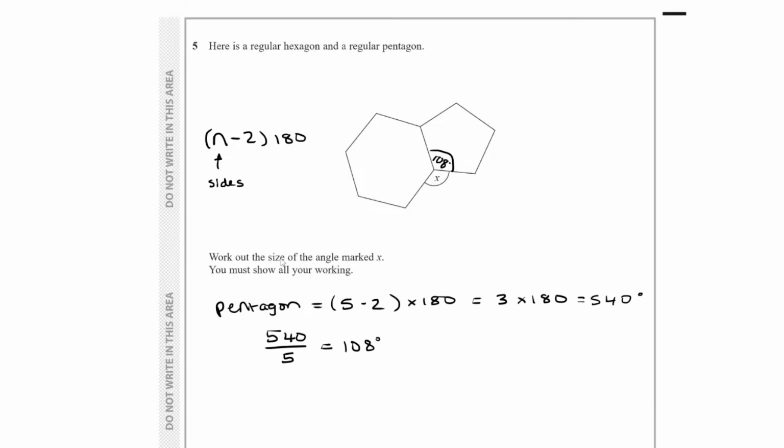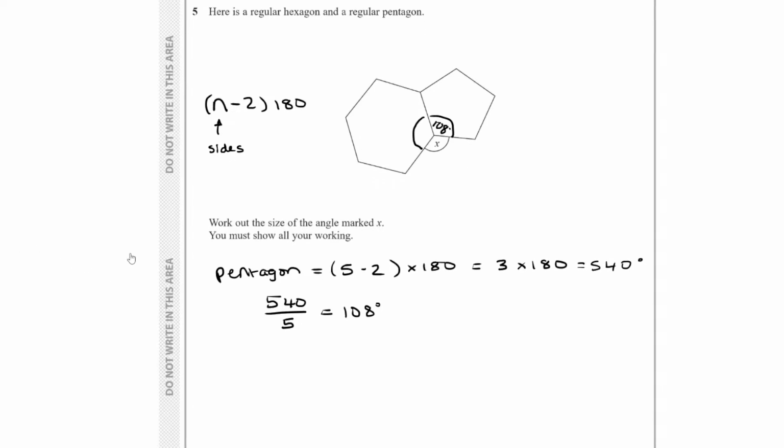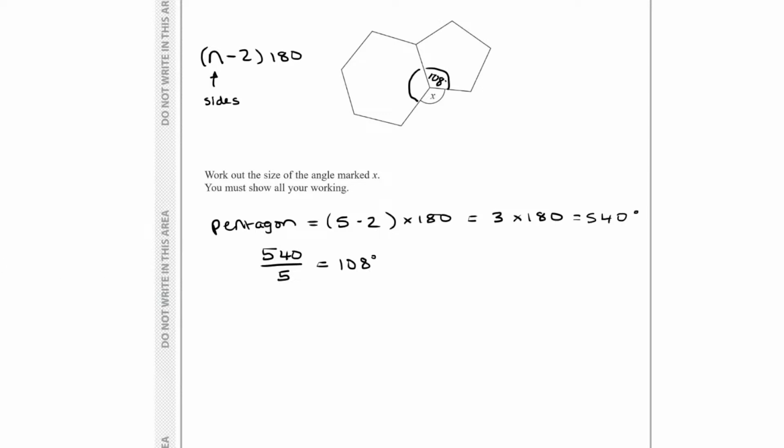Now I'm going to do exactly the same thing, but with the hexagon, so I can find out this angle. Instead of using 5, I'm going to use 6, because a hexagon has 6 sides. So 6 minus 2 times 180. That's 4 times 180, isn't it? So I did 180 times 2 is 360, and then if you double that again is 720. Again, you can use column multiplication if you like, it's up to you.